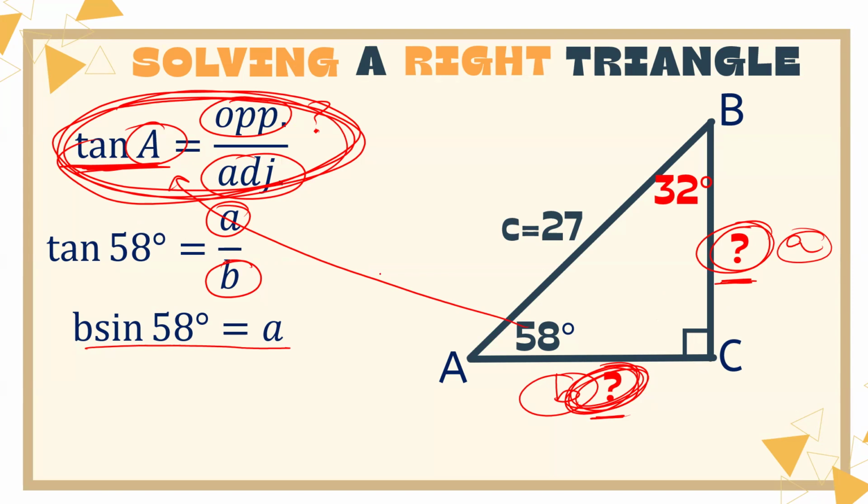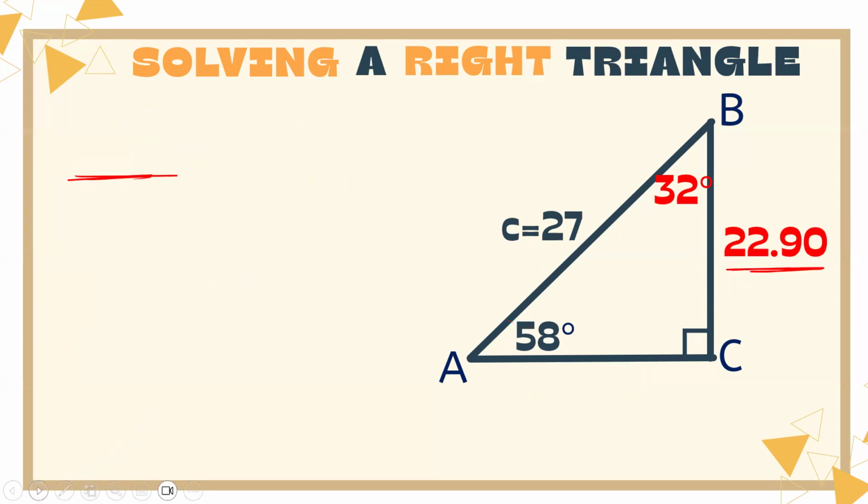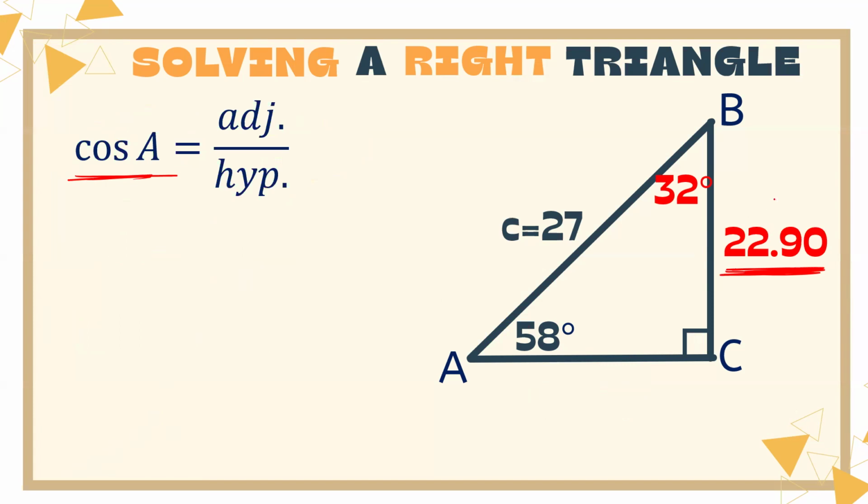So in this case, if at the start we don't know the length of sides A and B, we cannot use the tangent function. Okay, is that clear? Now, because we already solved 22.9 as the length of side A in our previous calculation, let us try to solve for side B.